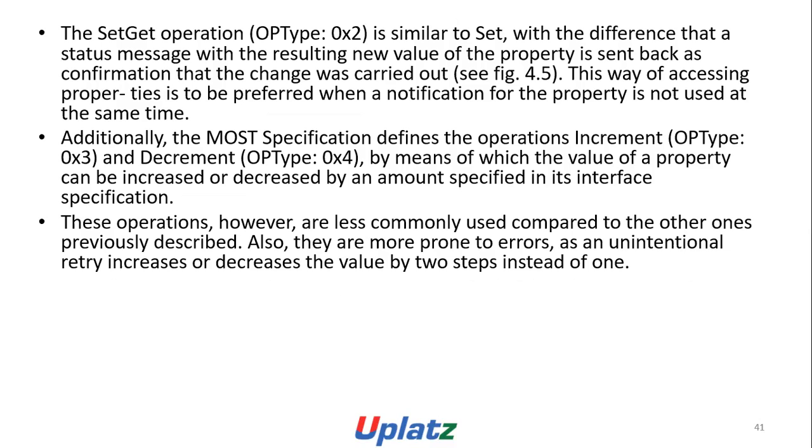This way of accessing properties is to be preferred when a notification for a property is not used at the same time. Additionally, the MOST specification defines the operation increment of type 0x3 and decrement of type 0x4, by means of which the value of the property can be increased or decreased by an amount specified in the interface specification. These operations, however, are less commonly used compared to the other ones previously described. Also, they are more prone to errors, as an unintentional retry increases or decreases the value by 2 steps instead of 1.